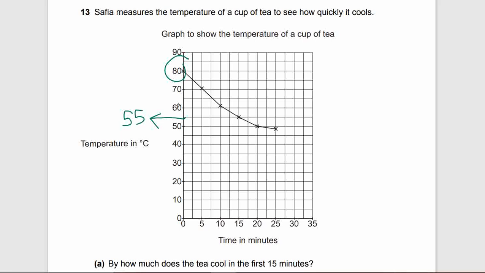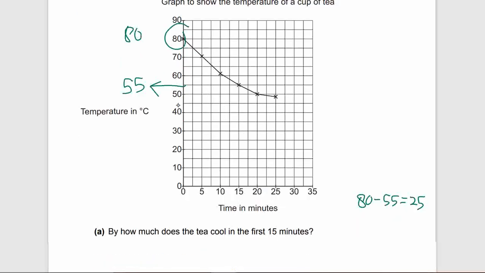So by how much does the tea cool? From 80 to 55. 80 minus 55 equals 25. So the answer is 25 degrees.